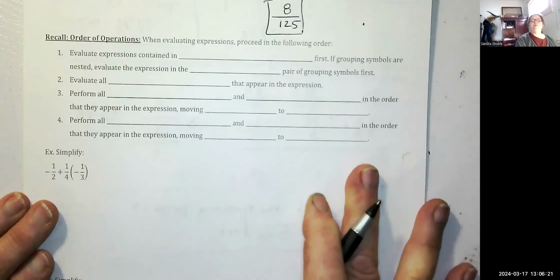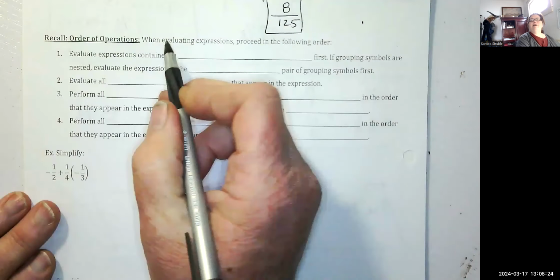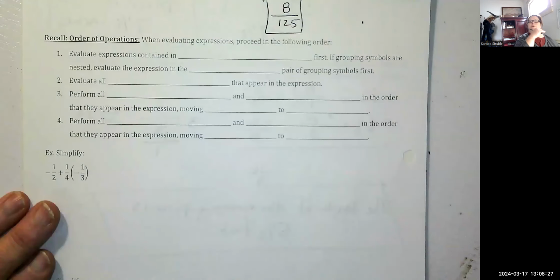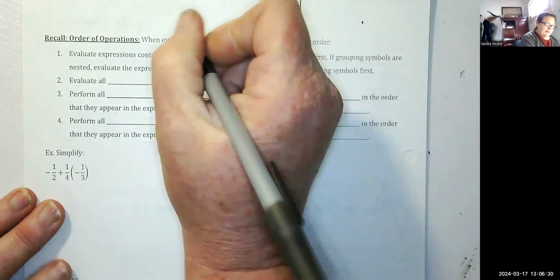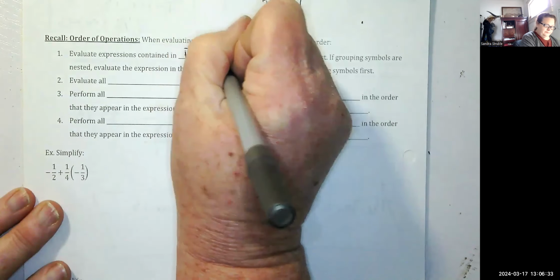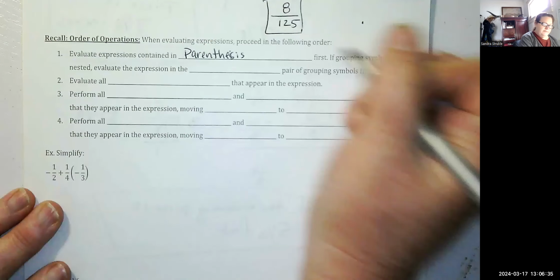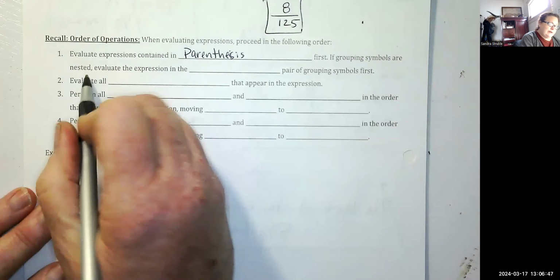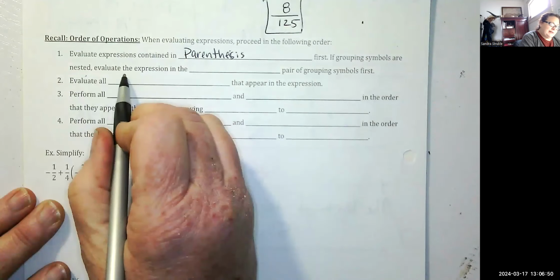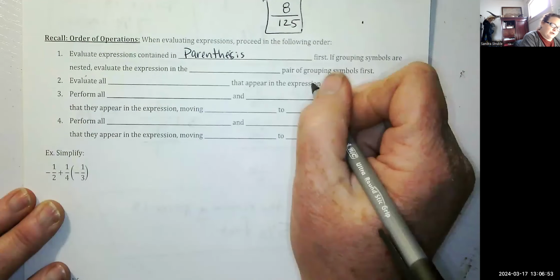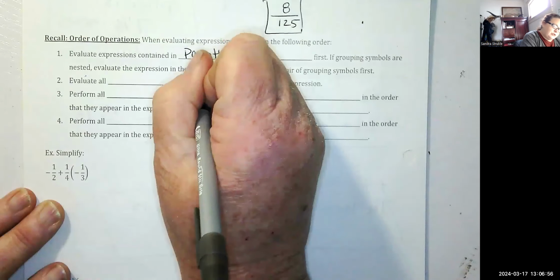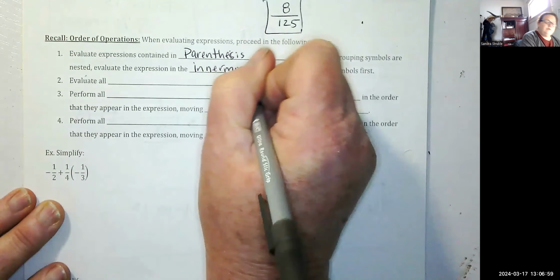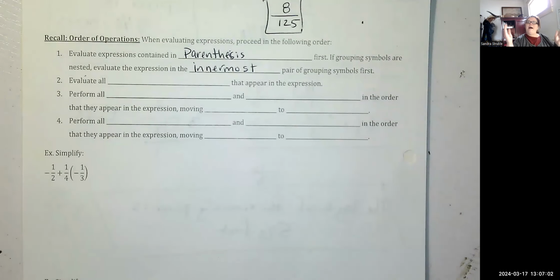All right, recall order of operations. I'm going to go back to that again. When evaluating expressions, proceed in the following order. You're going to always do the items containing parentheses first. So that could be brackets, parentheses, or those curly brackets, or absolute value. If grouping symbols are nested, so that means they're inside of each other, you're going to evaluate the expression in the innermost pair of grouping symbols first. The innermost first. You start with the inner parentheses and then work your way out.